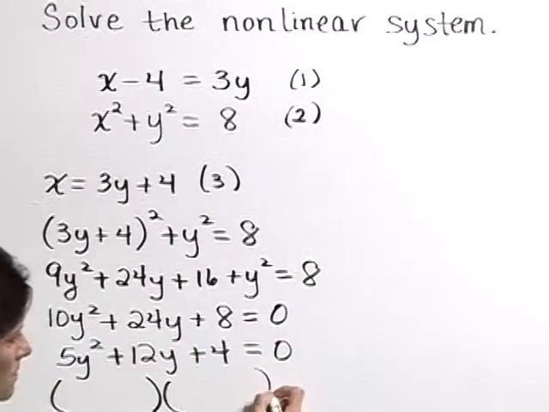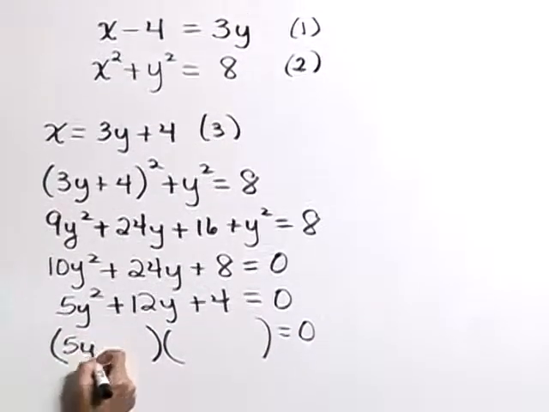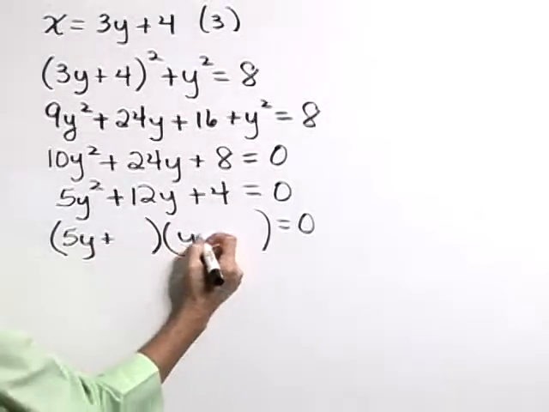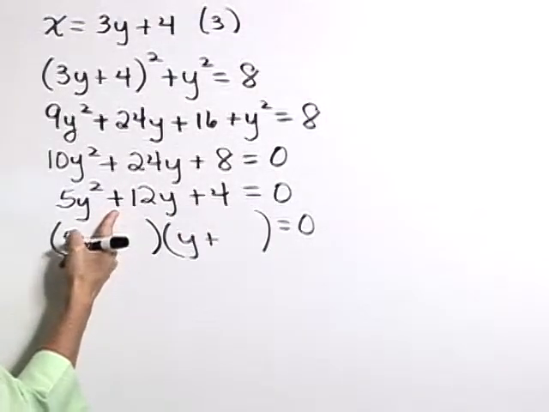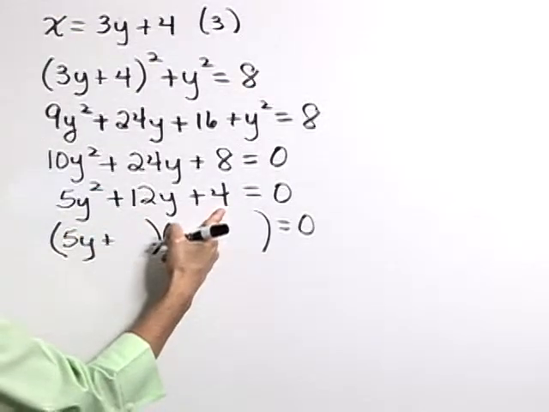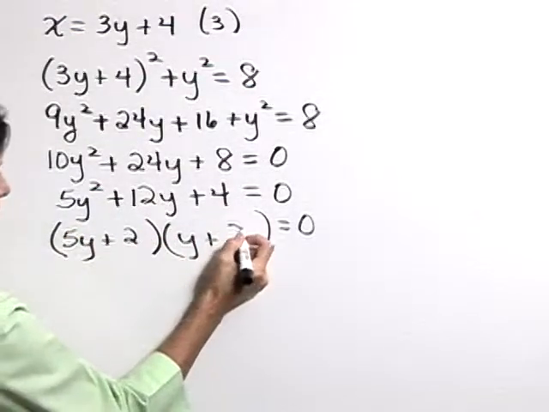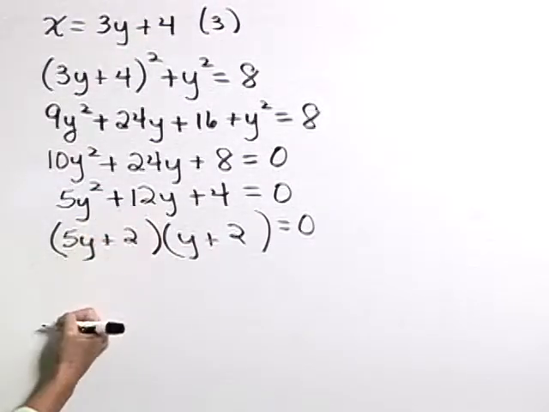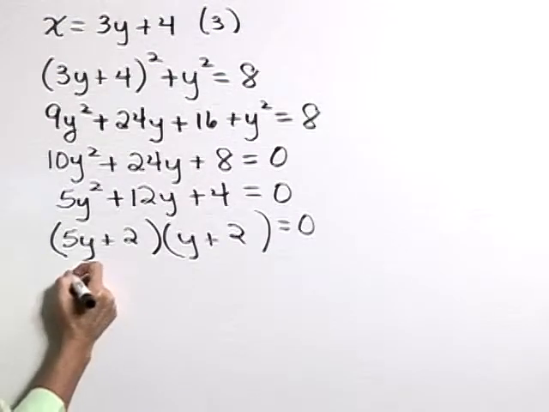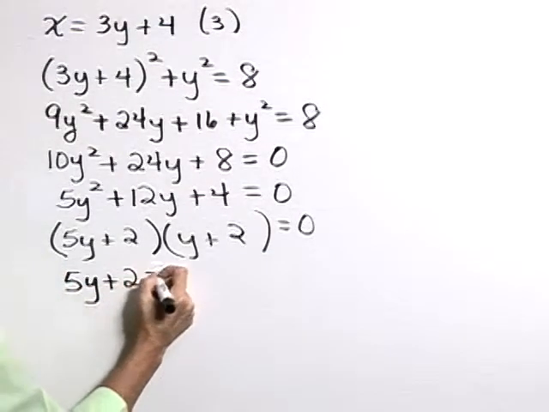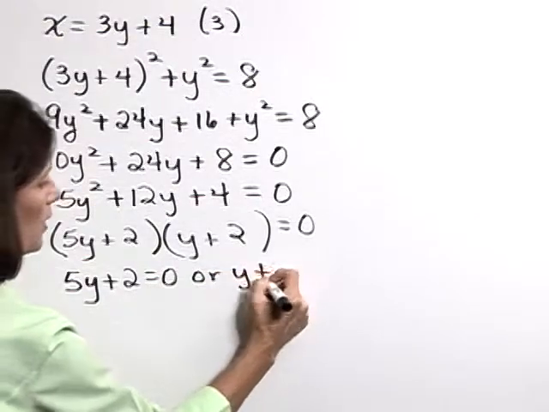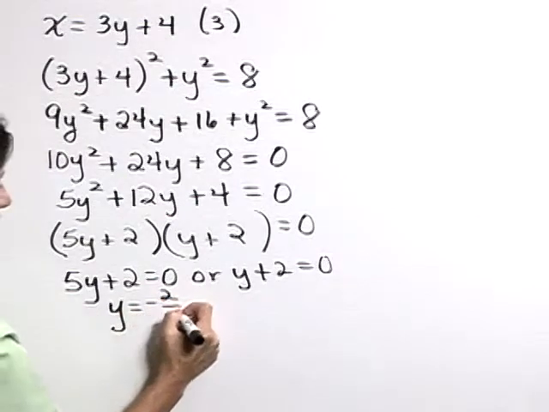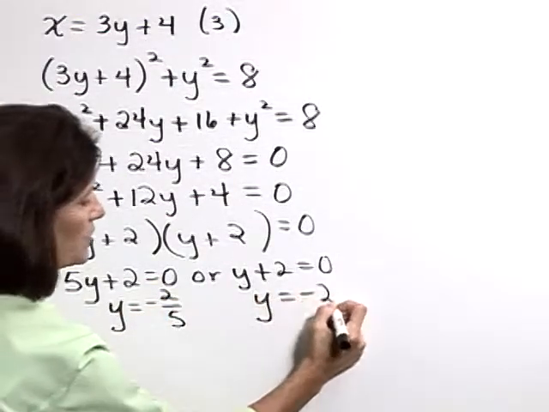Now let's factor it. Our leading terms must be 5y and y to give a product of 5y squared. We know these are both plus signs because we've got plus signs in the trinomial. Now let's get our factors of 4 in here, and I'm going to use a plus 2 and a plus 2. Checking 2y and 10y gives that middle term 12y. Zero factor property says 5y plus 2 is 0, or y plus 2 is 0. So y is equal to negative 2/5, or y is equal to negative 2.